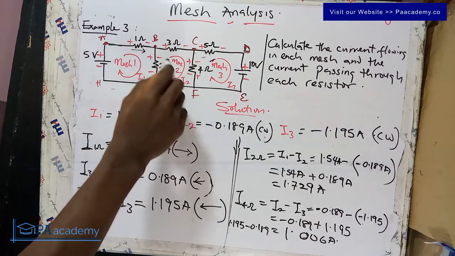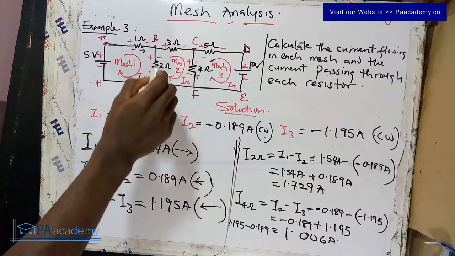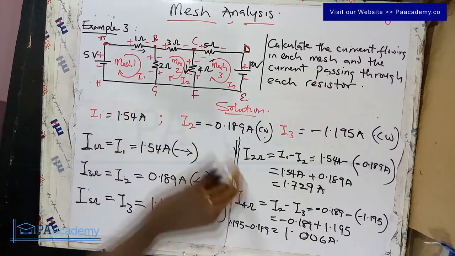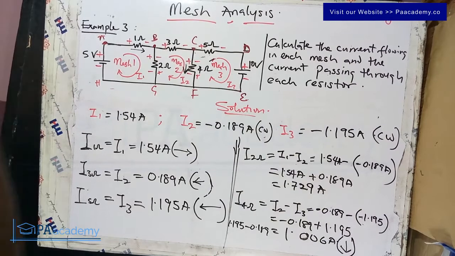So the current in I2, if you come like this, the 4 ohm resistor, you can see it's going downward towards here. When it gets here, it's downward. The current in I2 is going to be like this. I hope that is clear.